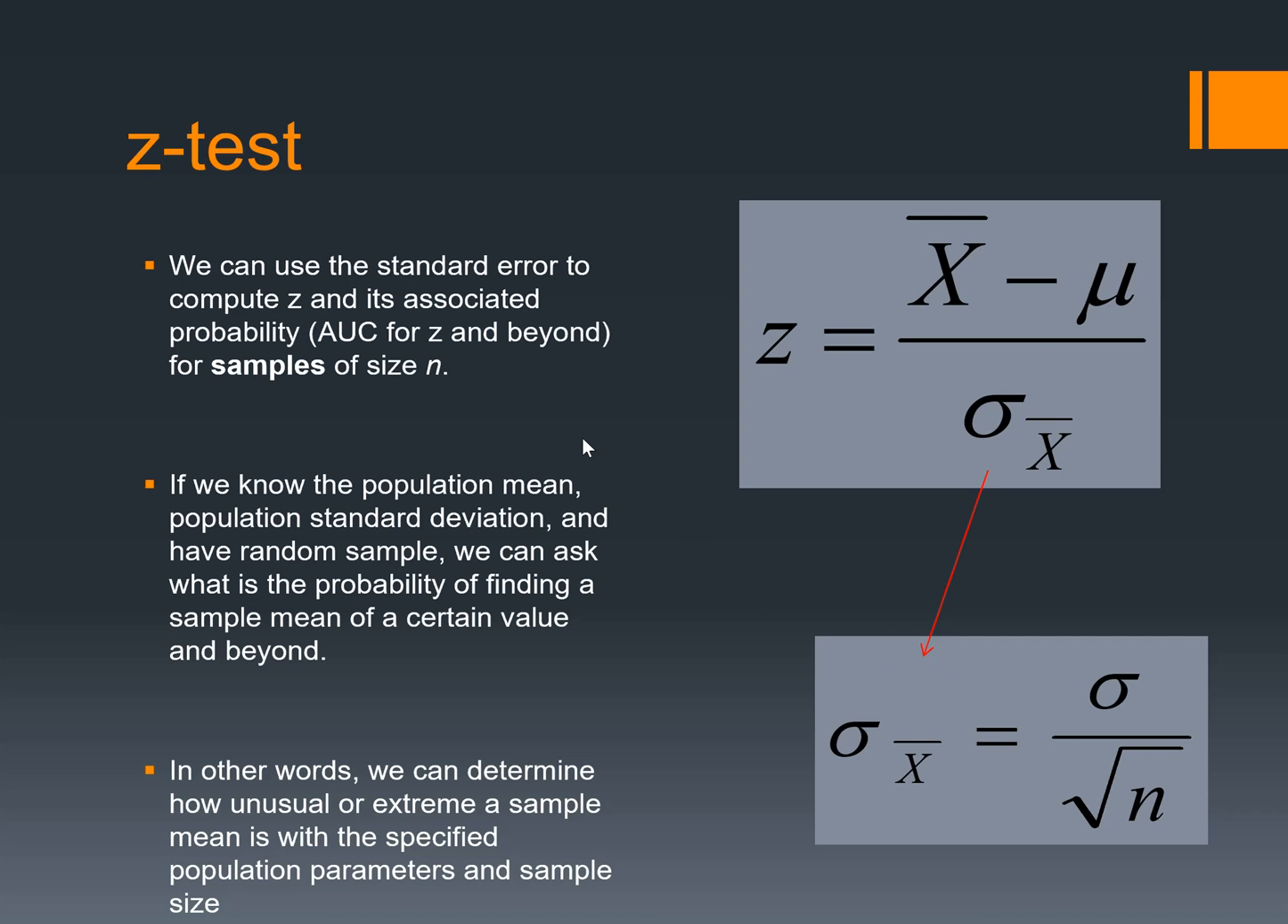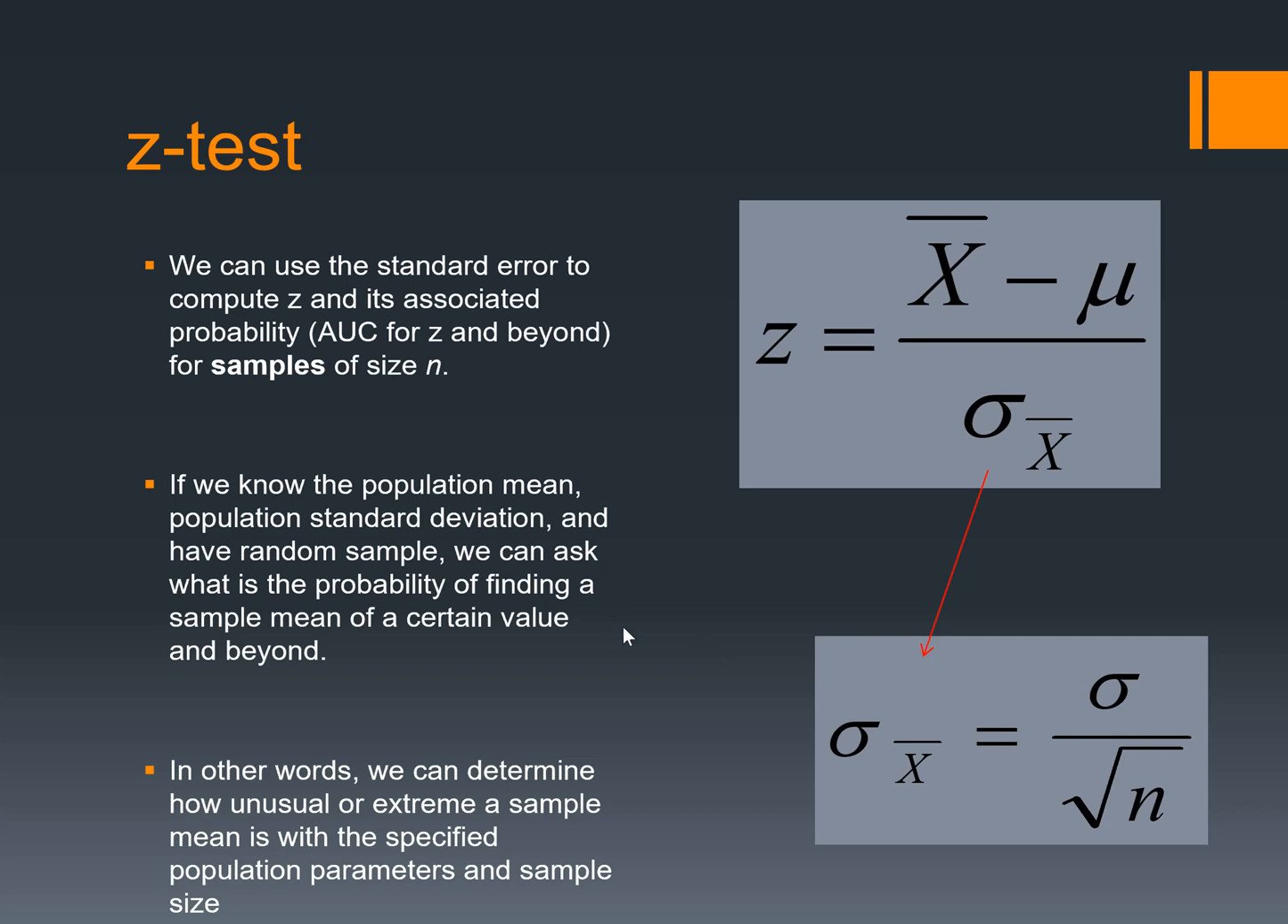So when would we use the z-test? Well, if we know the population mean, or we have some fixed value that we want to compare a sample mean to. If we know the population mean and we know the population standard deviation, and we assume it's a random sample, we can ask, what's the probability of finding the sample mean that we found, or greater, if the null hypothesis is true? And if that probability is low, if the p-value is low, then we have more evidence against the null hypothesis.